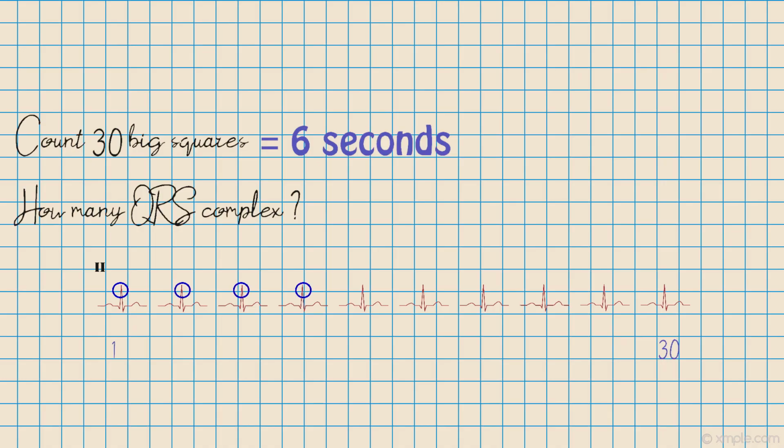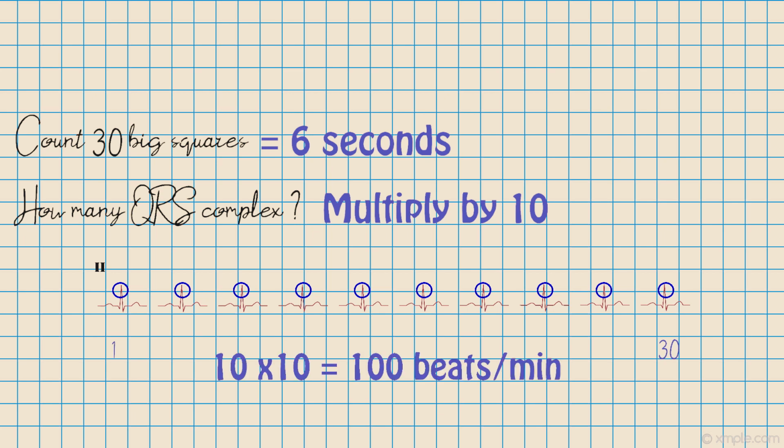To determine the rate, you count 30 big squares on the ECG strip. And this should normally be equivalent to 6 seconds. Then you count the number of QRS complexes within these 30 squares, after which you multiply this number by 10 to give you the beats per minute, like so. 1, 2, 3, 4, 5, 6, 7, 8, 9, 10. Then you multiply this by 10. So 10 times 10, in this case, will give us 100 beats per minute. If this were 6, it would be 6 times 10, giving us 60 beats per minute.